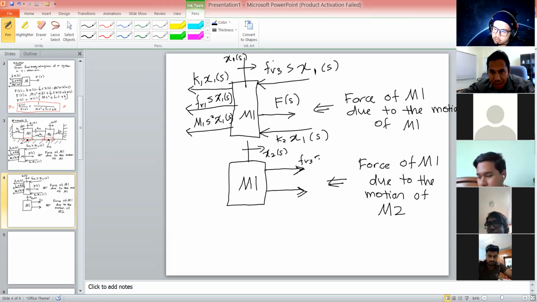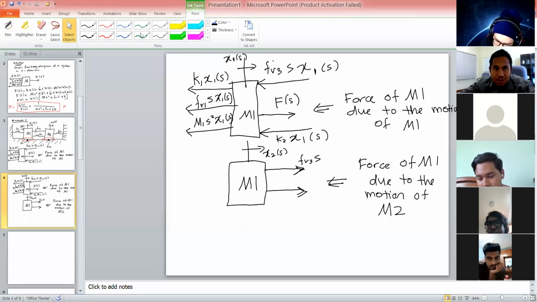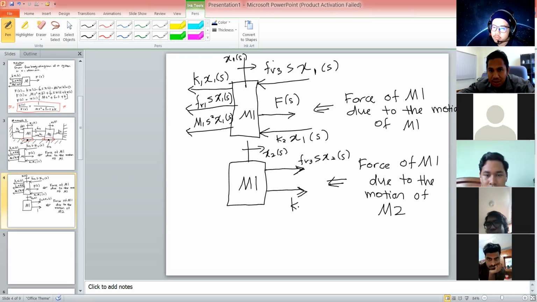So now it is FV3 times S. We have FV3 here, but we link to M2 due to the motion of M2. So we have FV3 times S times X2S. The other one is K2, same K2 but different direction. K2 times X2S, right?